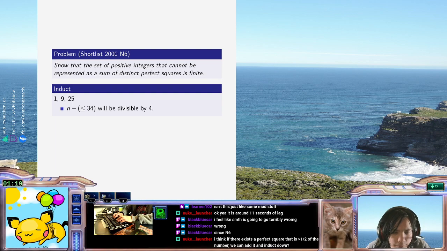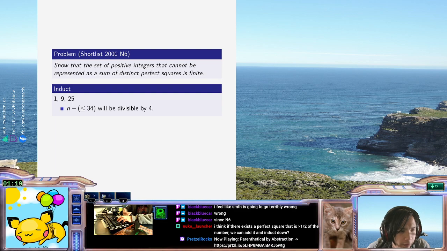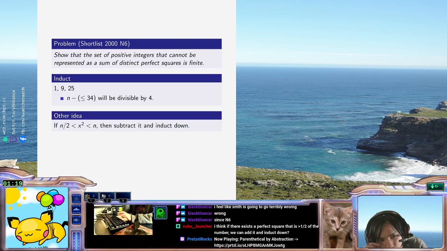Oh, that's a good idea. The other idea that's good is if there's a fairly large perfect square. Let's say if x squared is between n and n halves, then subtract it, and also induct down. But the problem is that the finitely many thing is an issue. You have finitely many counterexamples, so you don't want to hit one of the counterexamples when you descend like this.